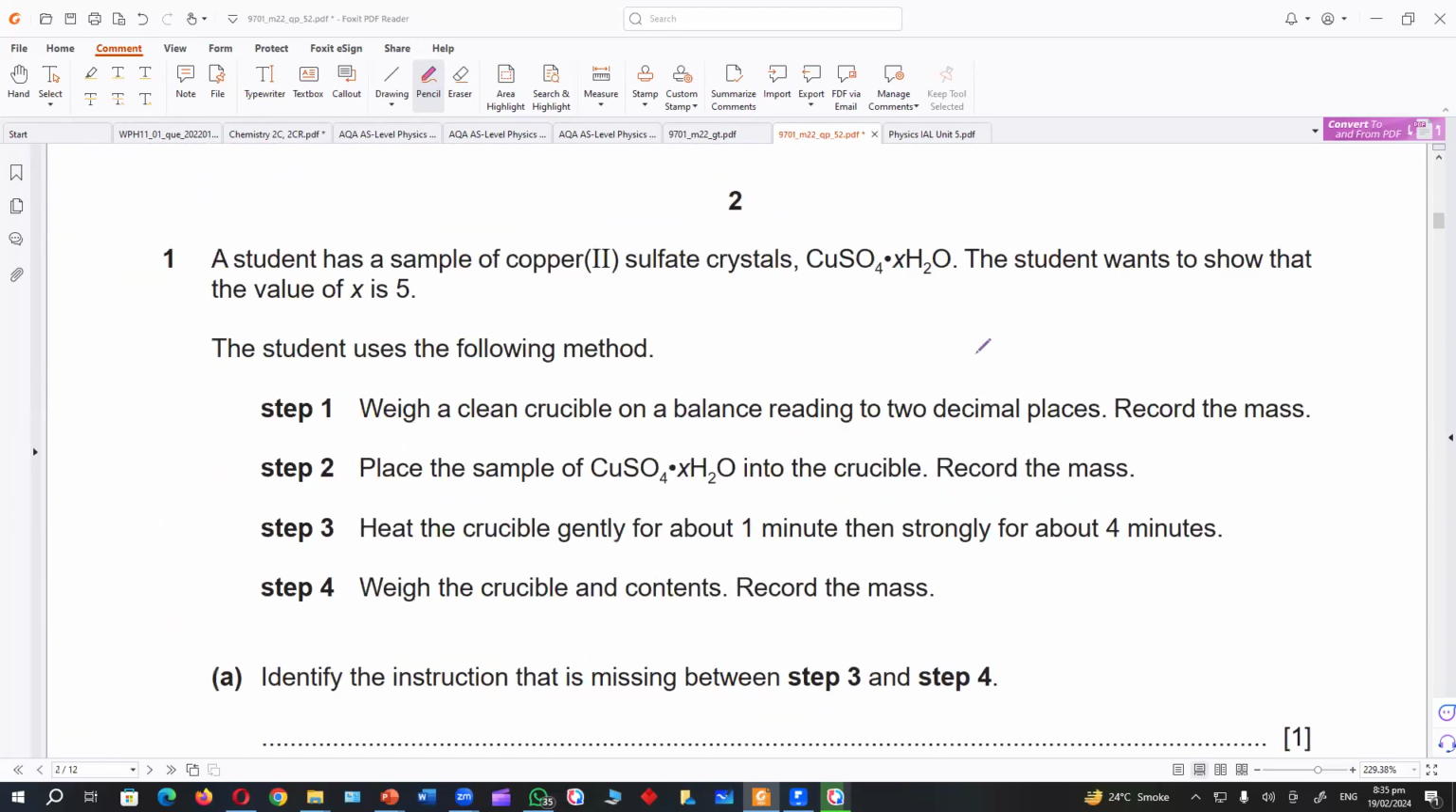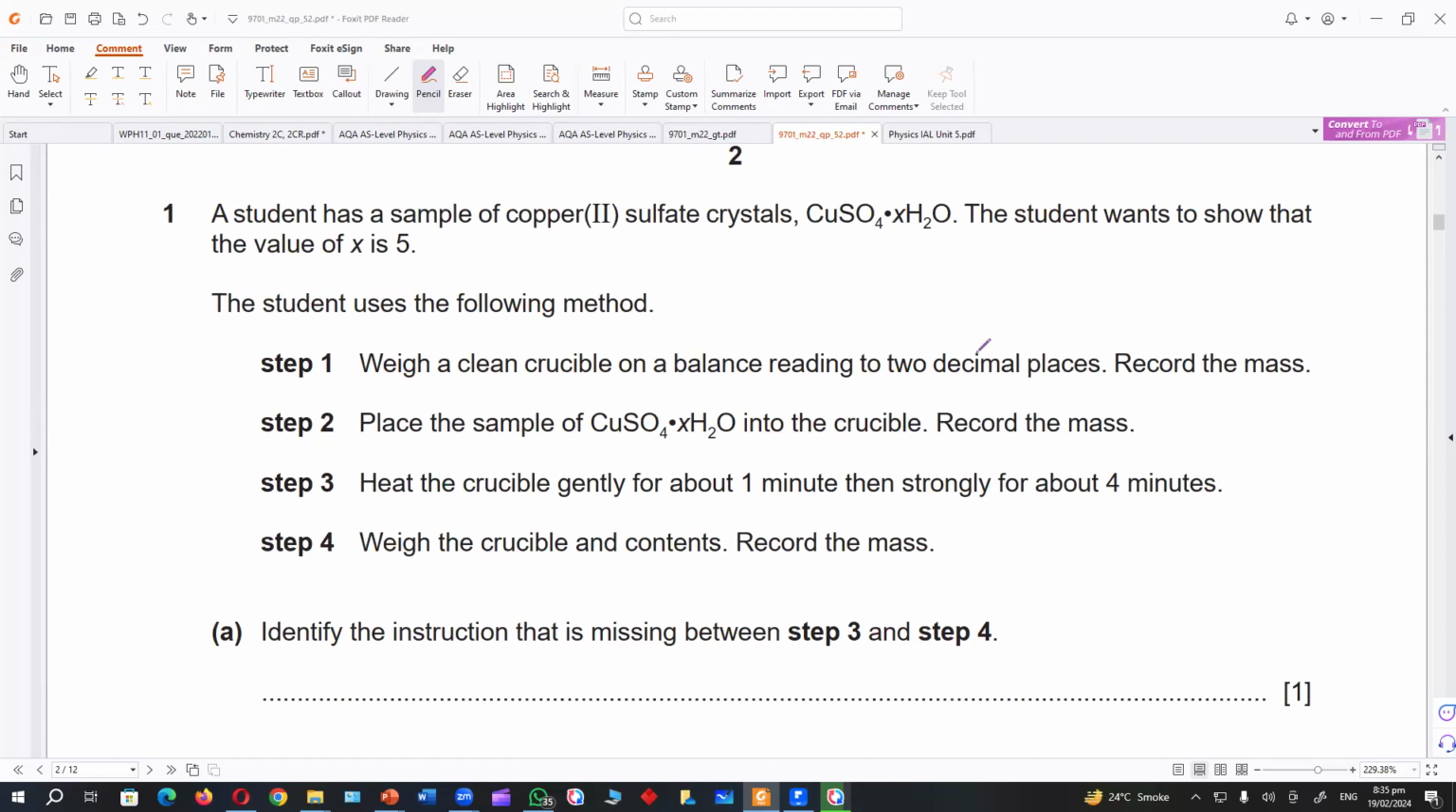Okay. And now a student has a sample of copper 2 sulfate crystals. The student wants to show that the value of X is 5. The student uses the following method.